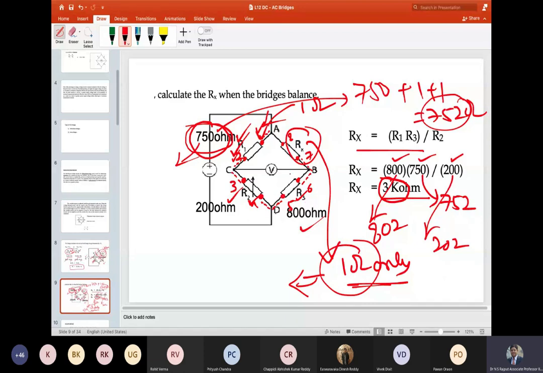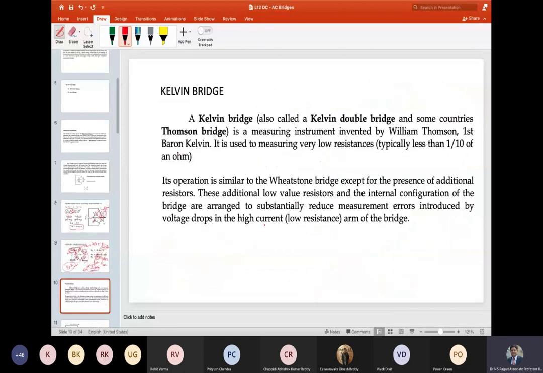But suppose I want to measure the value of an unknown resistance of significantly low value, say 1 by 10 ohm. How would we measure this? That was the challenge which was resolved by the Kelvin bridge. So the other circuit was Kelvin's bridge. It is also known as Kelvin's double bridge.